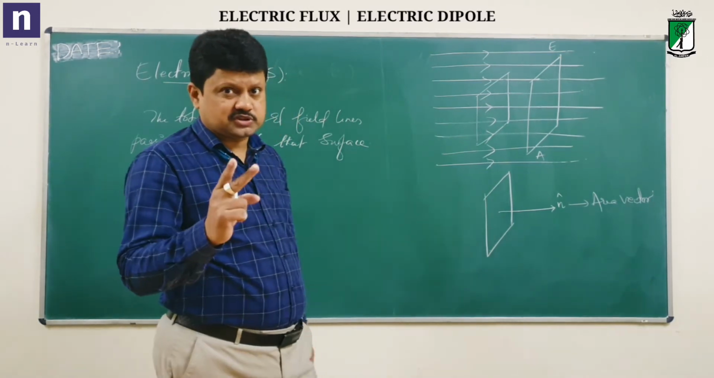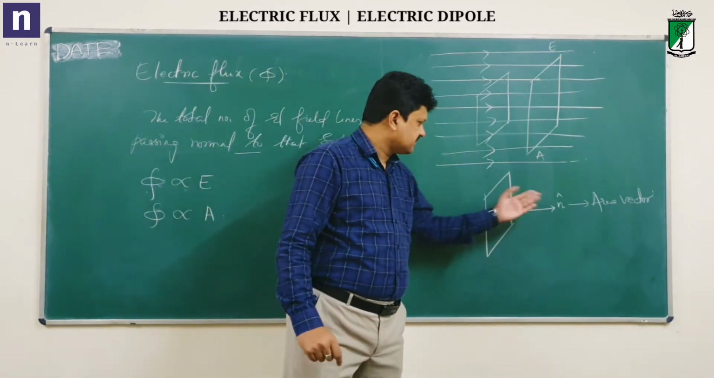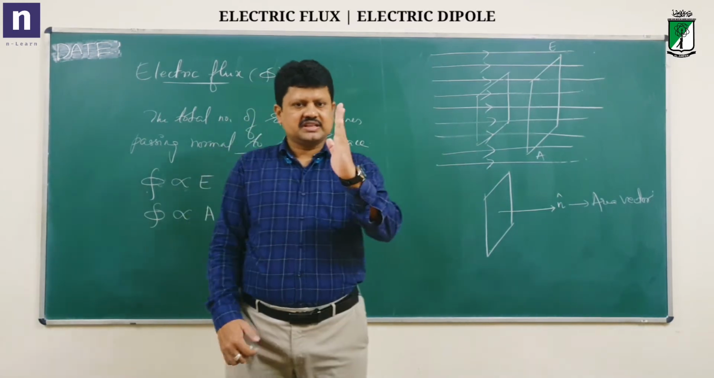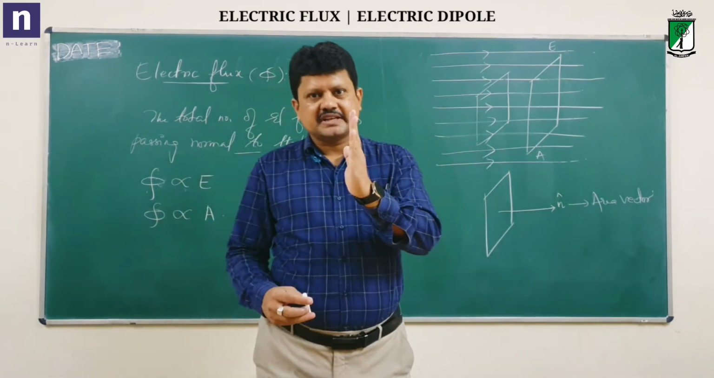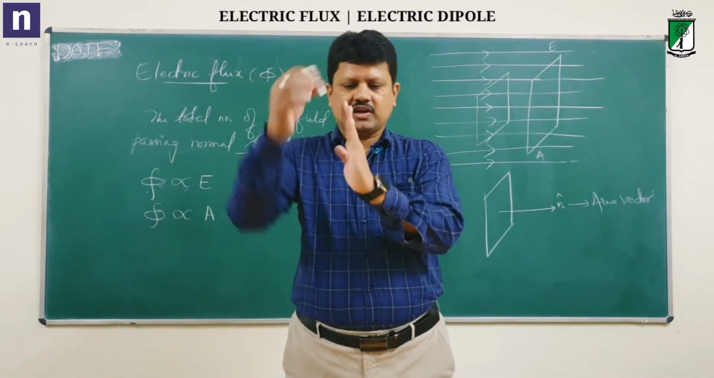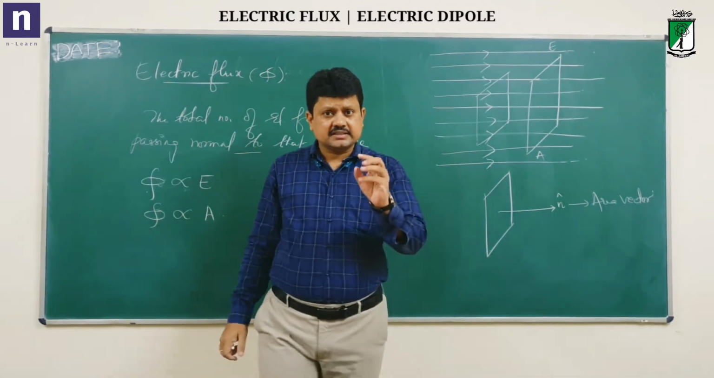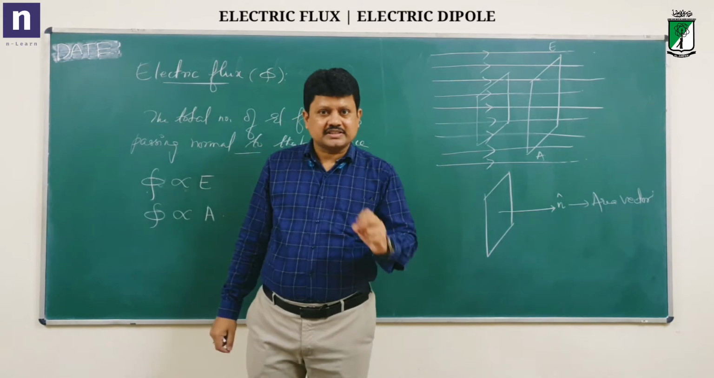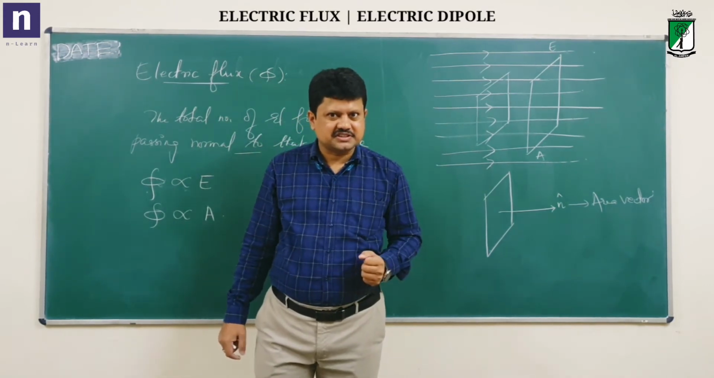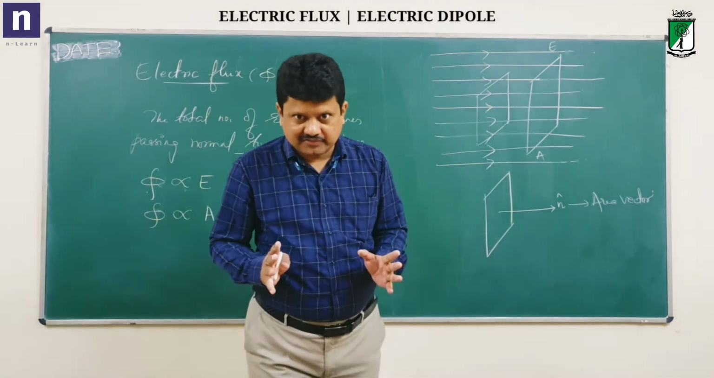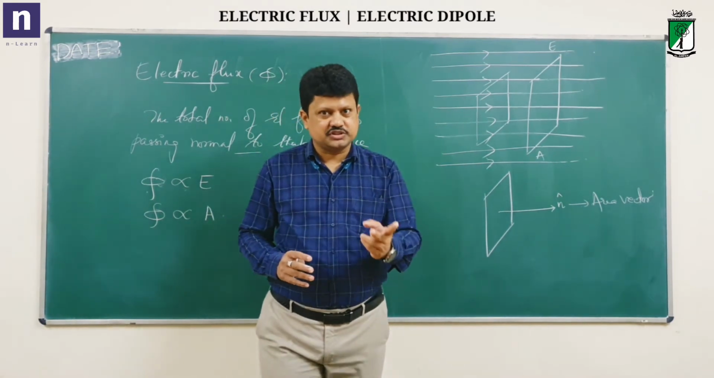Now, the area vector has 2 possibilities. One is in this direction, of course, and one opposite to that. Whenever you consider a surface, the normal can have 2 directions, right? Either this way or that way. On either side, there is a normal. So the area vector also has 2 directions possible for a surface. The area vector is always perpendicular to the surface, but it has 2 directions opposite to each other.